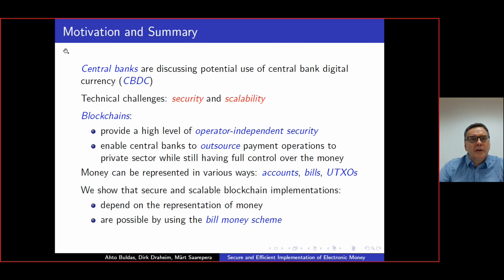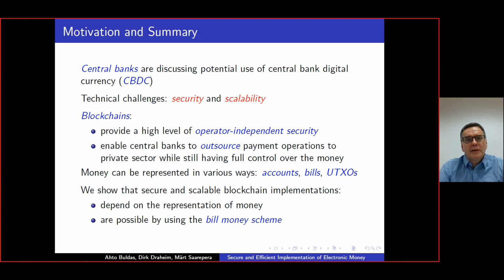So, a little bit of motivation. Central banks are discussing the potential use of central bank digital currency, CBDC, and the technical challenges are security and scalability. Blockchains provide a high level of operator-independent security, which means that central banks can outsource the operation of payments to the private sector while still having full control over the money.